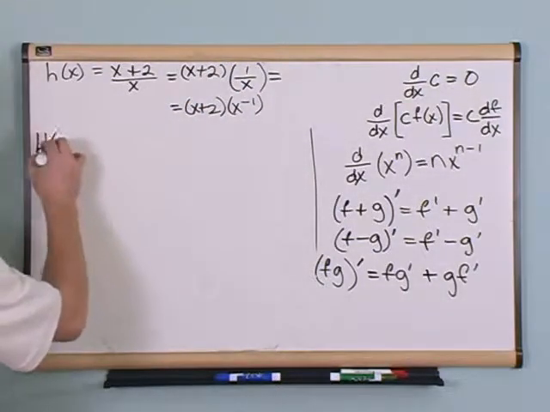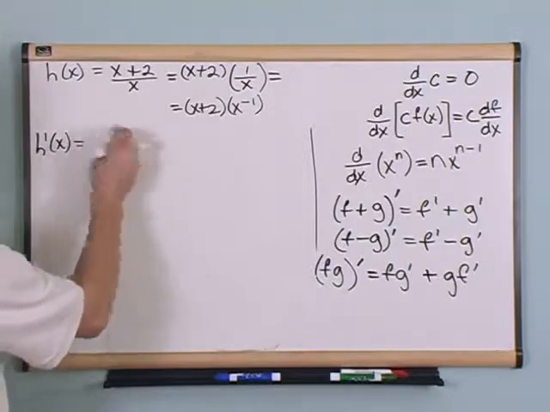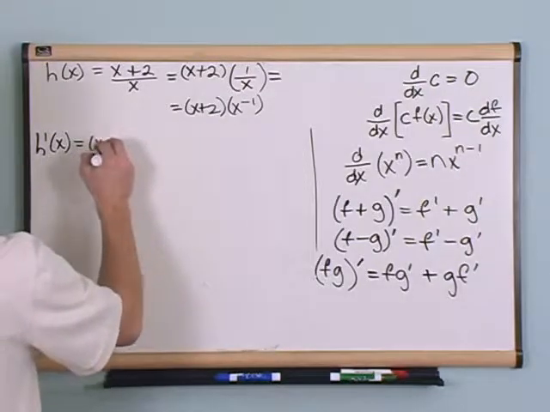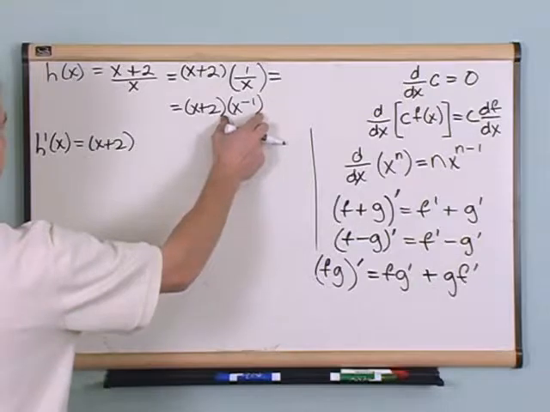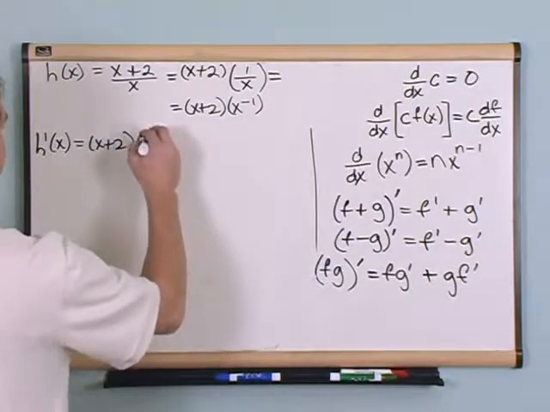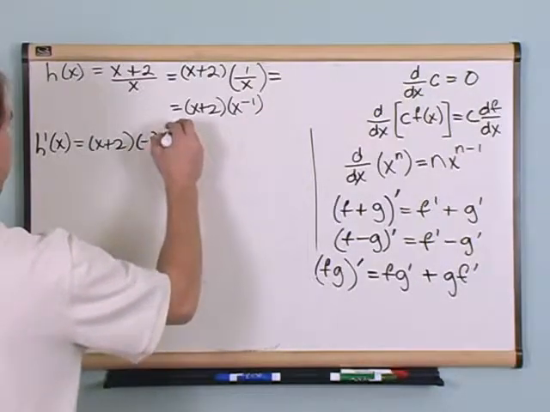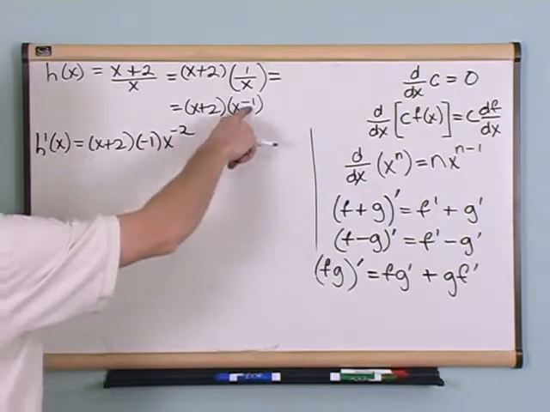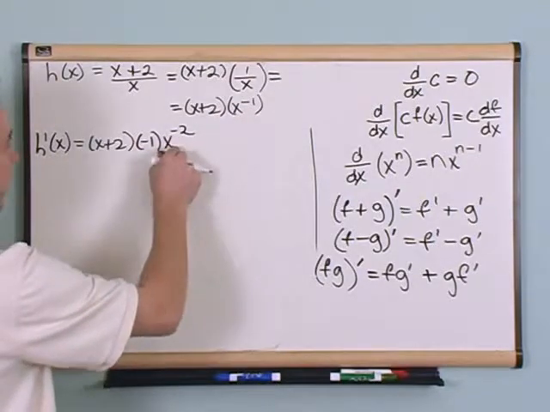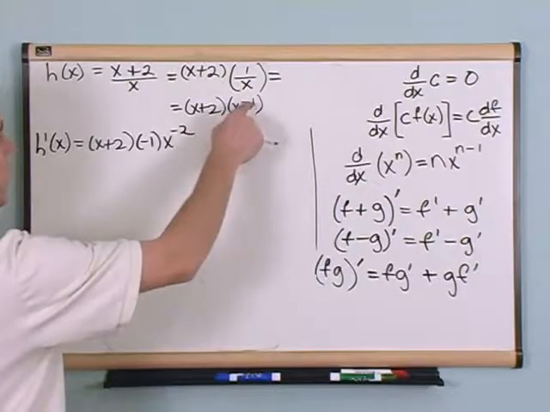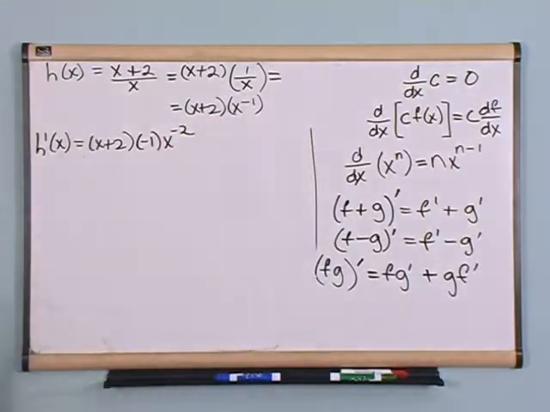So if I'm taking the derivative, I can say it's the first, x plus 2, times the derivative of the second, which is minus 1 times x to the minus 2. Negative 1 comes out times x, and then the exponent is negative 1 minus 1, gives me negative 2.